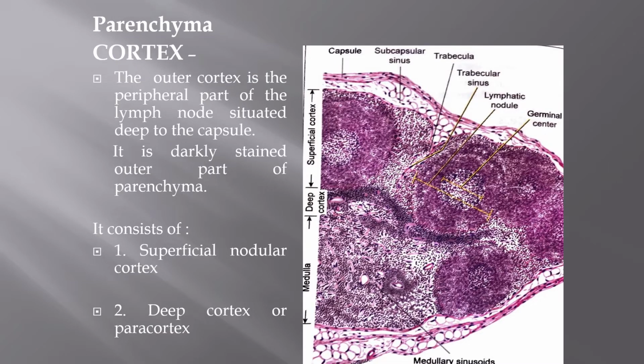Parenchyma consists of the cortex, and in the cortex we have the superficial nodular cortex and the deep cortex. The outer cortex is the peripheral part of the lymph node situated deep to the capsule. It is the darkly stained outer part of the parenchyma. It consists of the superficial nodular cortex and the deep cortex.